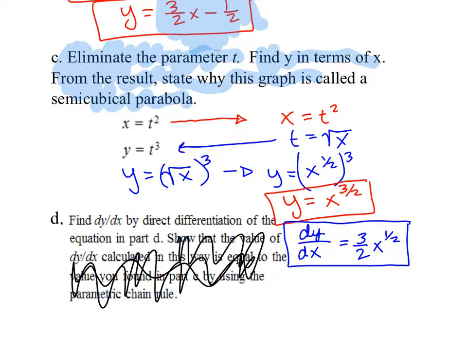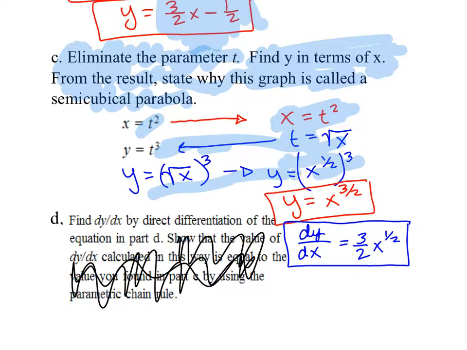Alrighty, x equals, oh, totally forgot what the problem is. Eliminate the parameter t, find y in terms of x, find the results. Okay, so use a substitution to do this. State why this graph is called a semi-cubical parabola. Anyways, you want to find y in terms of x, so that's when you do the substitution thing. You take one of them, solve it for t, plug it into here, and then you solve it out, boom, boom, boom, boom, and here will be your answer to that particular one.